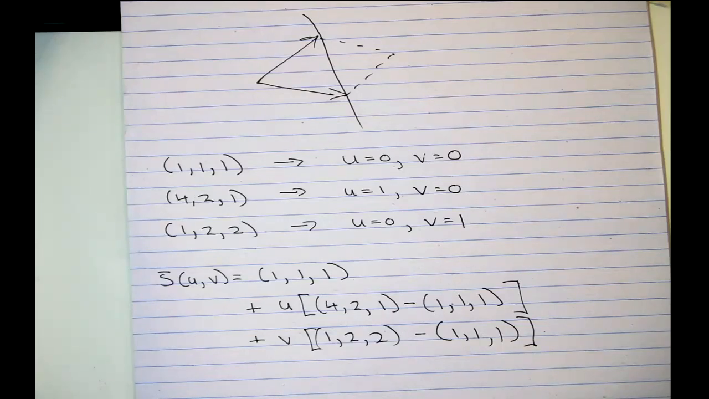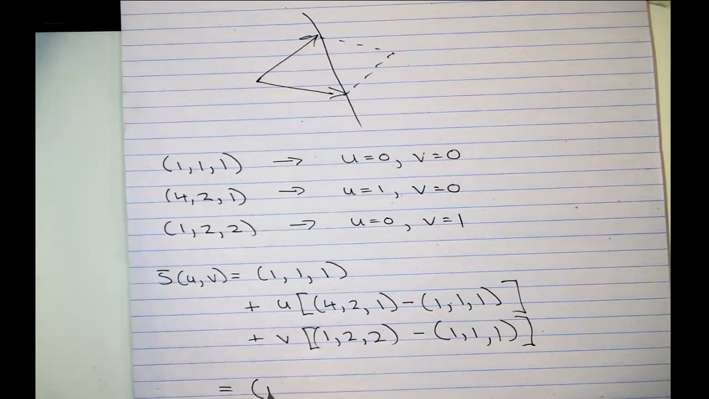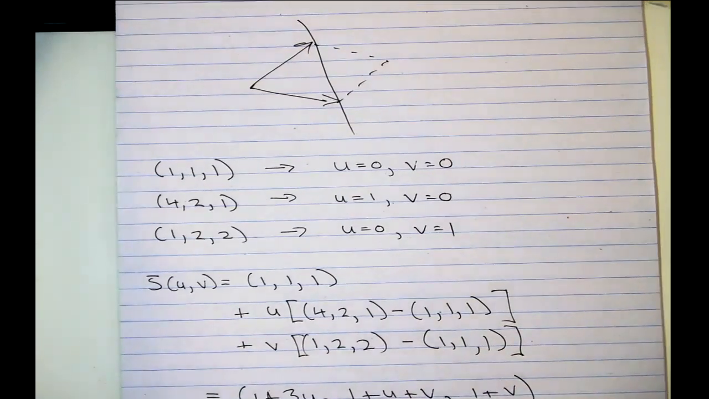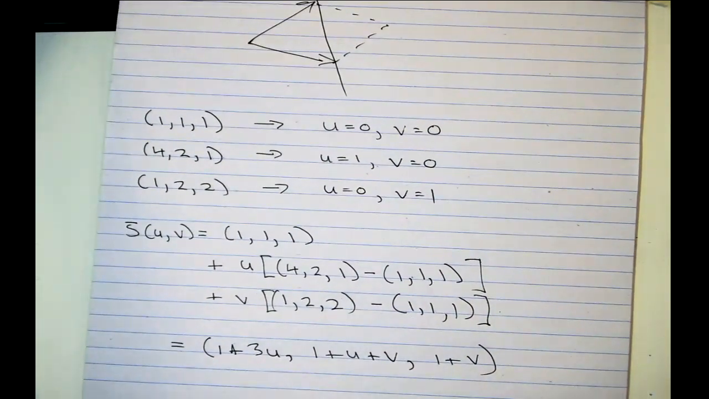Right? And I could do this because they're all straight lines. Right? So if I do all the vector algebra, that is a parameterization that will work. Right? And I can check here. Well, when u and v are 0, I get 1, 1, 1. When u is 1, v is 0, I get 4, 2, 1. And when u equals 0, v equals 1, I get 1, 2, 2. Perfect.